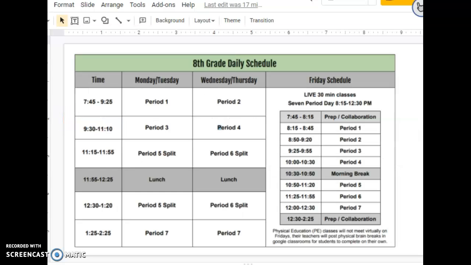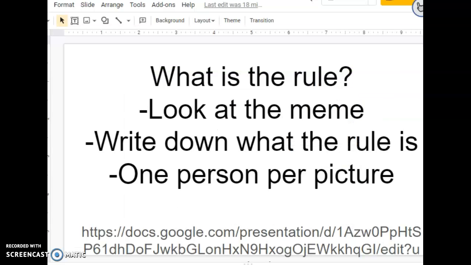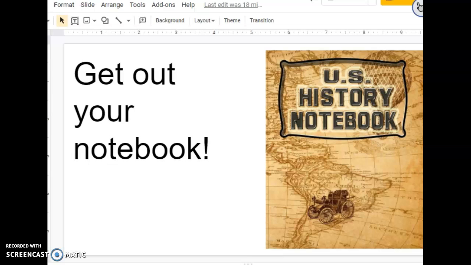Let's see, things we did. We went over the schedule. We looked at a bunch of different memes for different classroom procedures for coming back into the classroom. And then we got right to it. We're starting our unit on Reconstruction, which is putting the country back together after the Civil War.